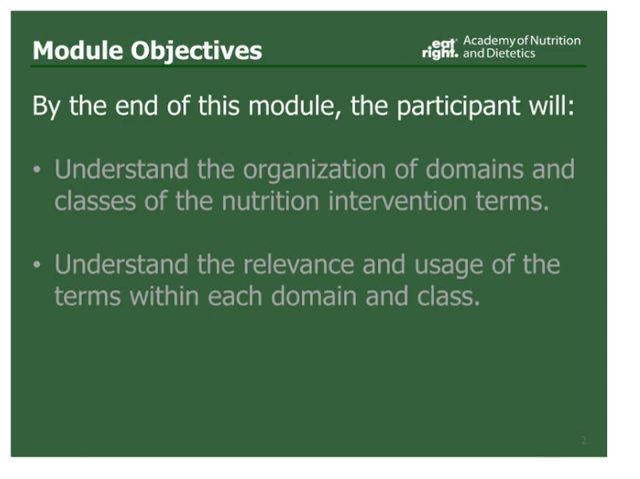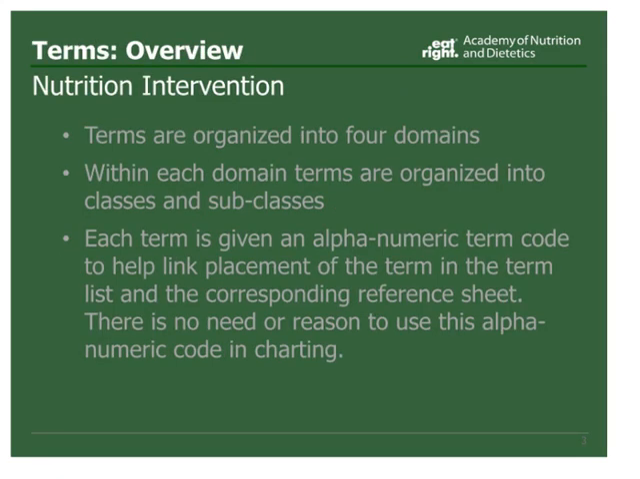The nutrition intervention terms are organized into 4 domains, and within each of these 4 domains, terms are then organized into classes and subclasses. Each term has been given an alphanumeric designation to help link the placement of the term in the term list and the corresponding reference sheet. There is no need or reason to include this alphanumeric code in documentation.